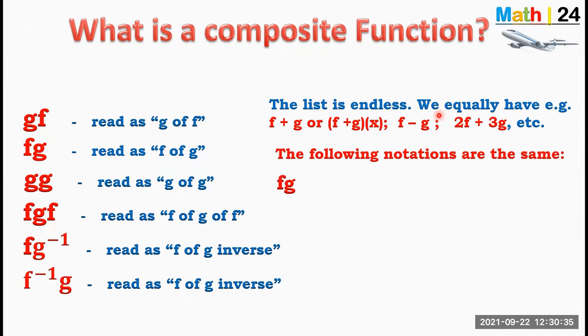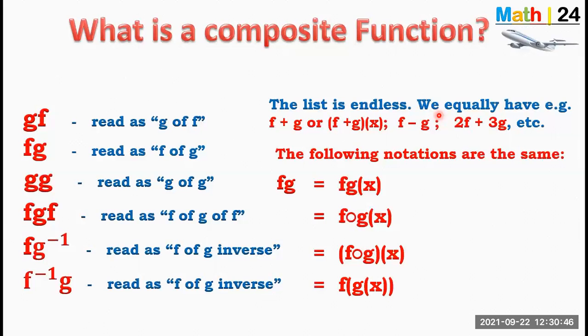So the following notations are the same. f of g is the same as f of g of x. At times they ask a question like that. It's the same also as f of g of x. All these notations are the same, okay? So this single notation can be written like this for all of these functions. Just f of g can be written in all of these ways.